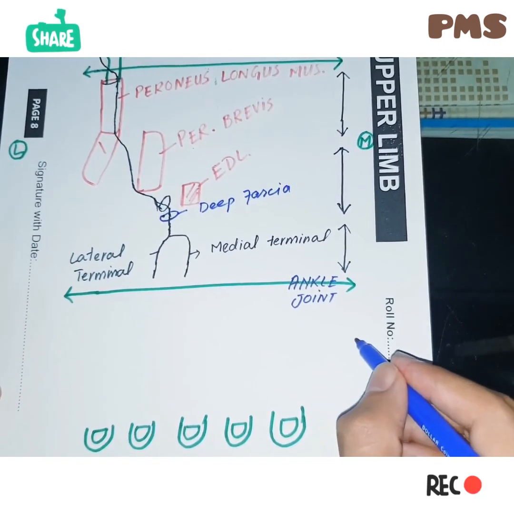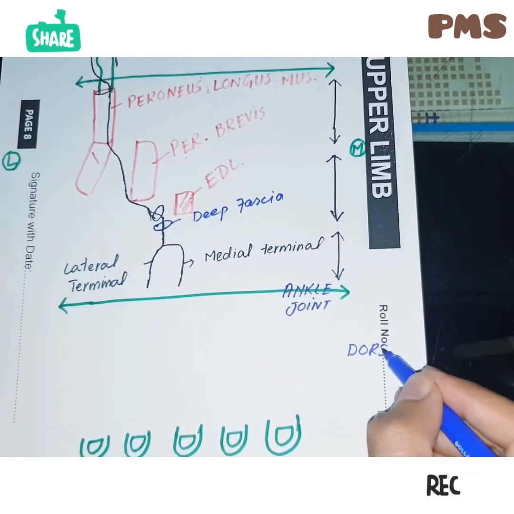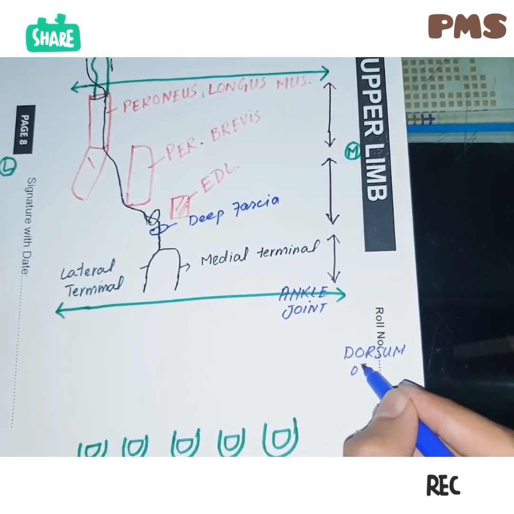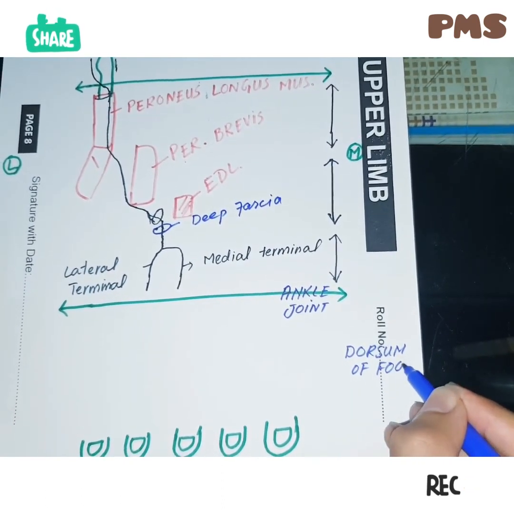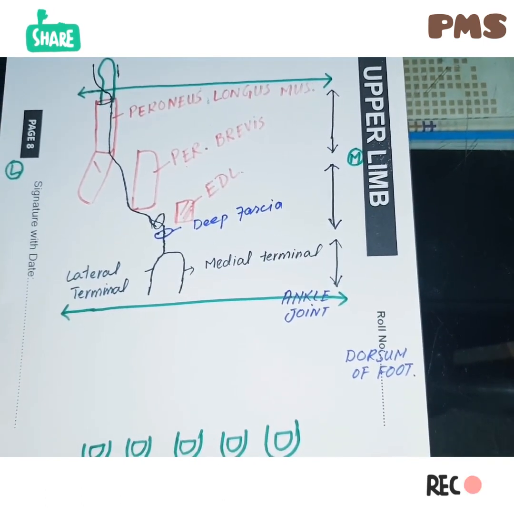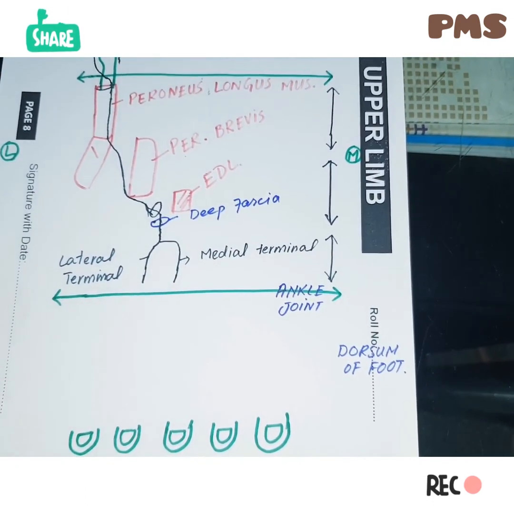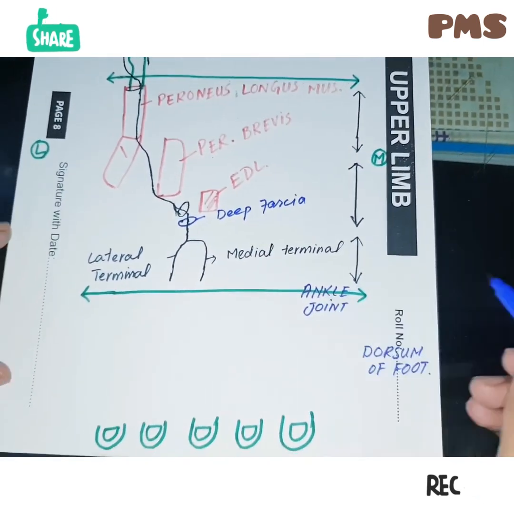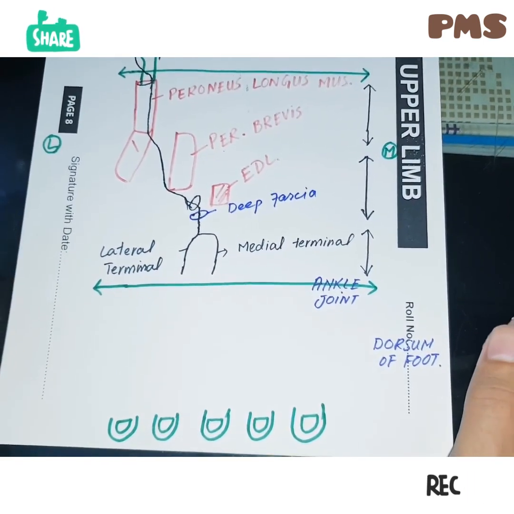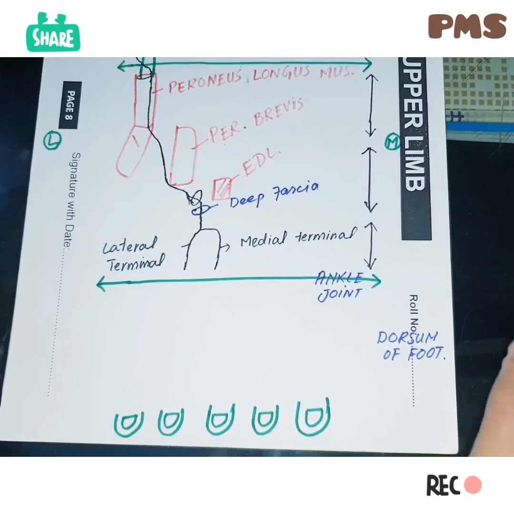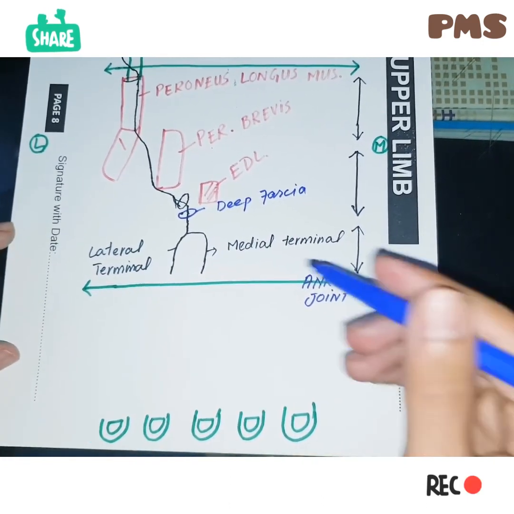Now this landmark is the ankle joint. And this is the dorsum of the foot. The medial and lateral terminal branches cross the ankle joint and reach the dorsum of the foot, and there they supply most of the dorsum of the foot. This is the cutaneous innervation.